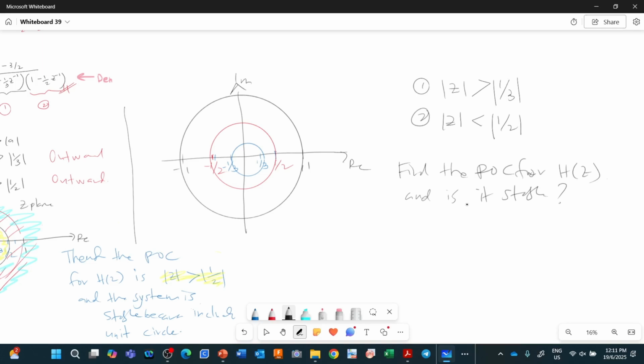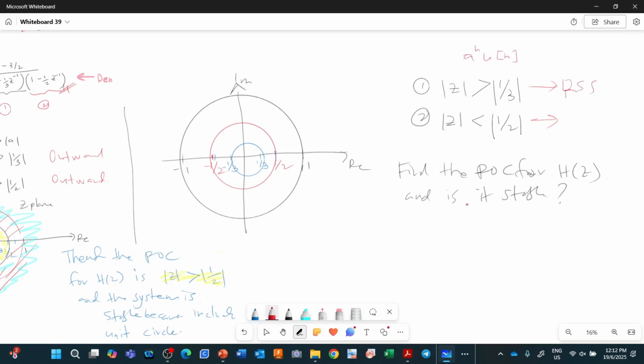So let's try to do it together. Before that, based on the ROC, can you determine what type of signal you have? Is it left-sided or right-sided? For Z more than 1/3, is this left-sided or right-sided? Right-sided, right? Just now we did the exercises, so basically this one is for a right-sided sequence, a^n u[n]. So basically you get the right-sided sequence.